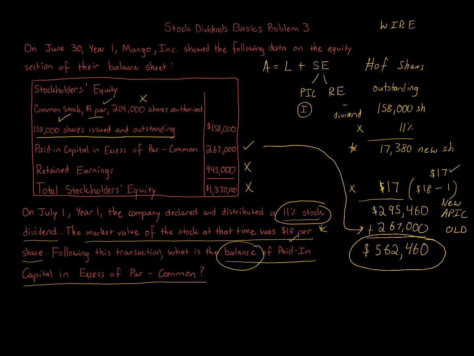So here we have a stock dividend, $18 times 17,380 shares. We're going to bring that amount over to the paid-in capital account by increasing common stock by 17,380 and increasing the paid-in capital in excess of par by this amount right here, the 295,460. That amount in total, again, is what retained earnings went down by. So after the transaction, stockholders' equity equals the amount before the transaction.